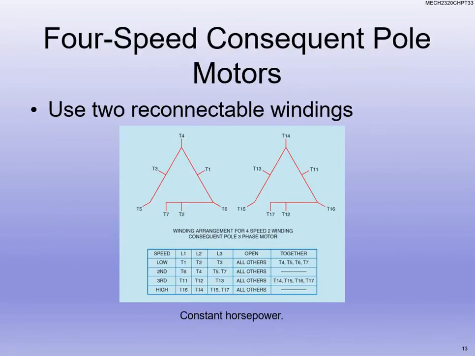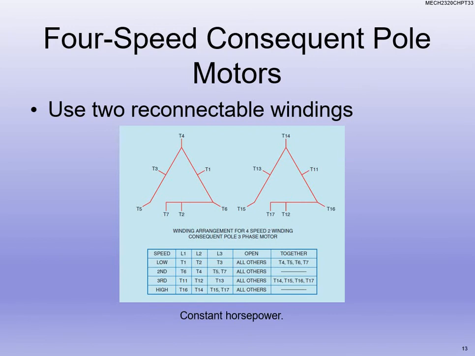You're changing the number of poles by changing the directions of the currents in the windings. You can take a look here. Even the chart on here tells you how to connect everything. If you want low speed, second speed, third speed, high speed, it's going to tell you where you connect line 1, line 2, and line 3 so that you actually get those. And this would all be connected so that we could have constant horsepower.